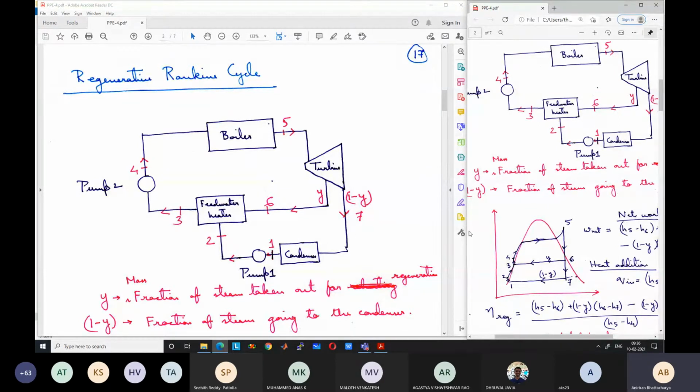So these two energies need to be equal. Y into H6 minus H3 should be equal to 1 minus Y into H3 minus H2. By doing this energy balance in the feed water heater, we get the value of Y. Is it clear to everyone? It is written here.